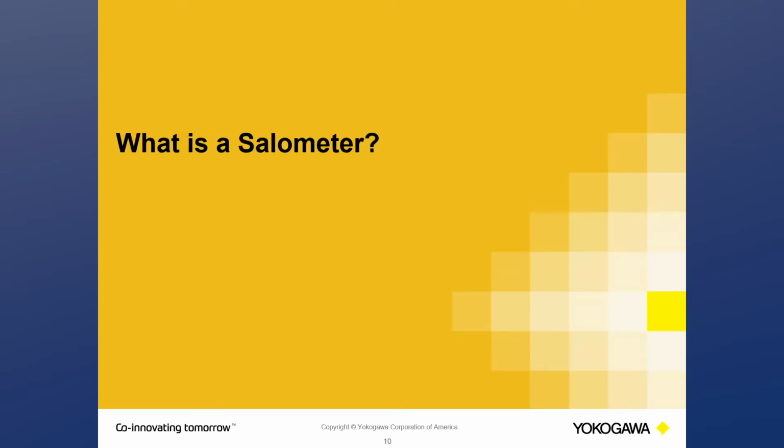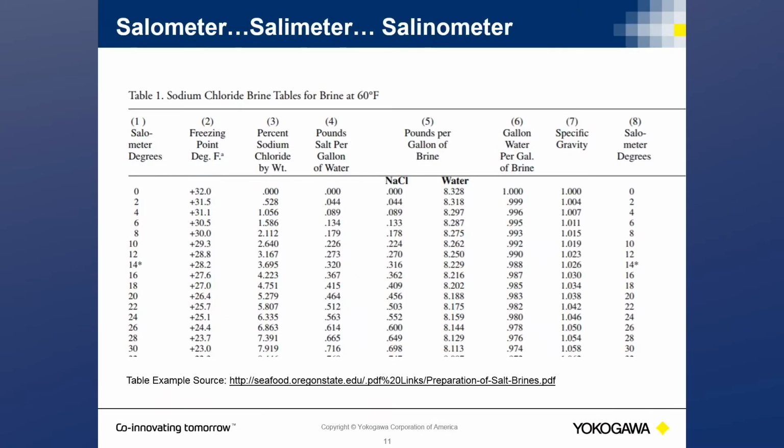So now, what is the difference between a hydrometer and a salometer? A salometer is also called a salinometer or a salometer, depending on how you say the word or how you read the word.